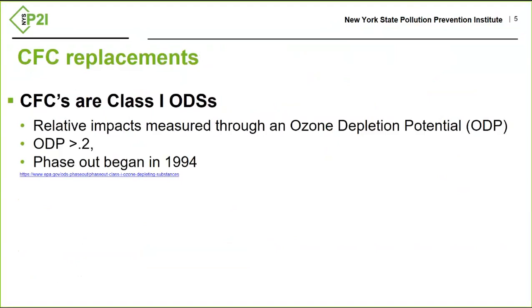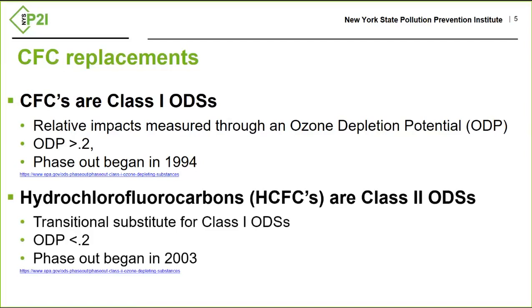CFCs are considered class 1 ozone depleting substances, which are the substances being phased out first. That phase out began in 1994. The relative impacts are measured through an ozone depleting potential, an ODP. The ODP of CFCs is greater than 0.2. HCFCs are considered a class 2 ODS, and they were considered a transitional substitute for class 1 ODSs. They have an ODP that is less than 0.2, and their phase out was later on. While CFCs were phased out in 1994, the HCFC phase out began in 2003.